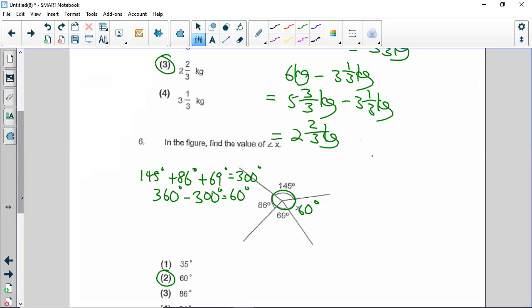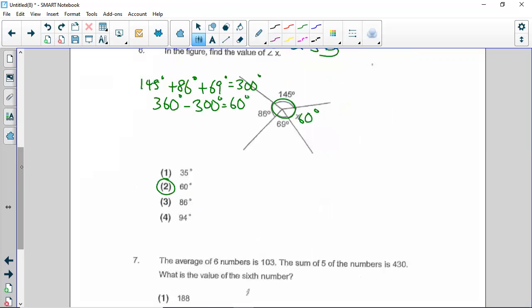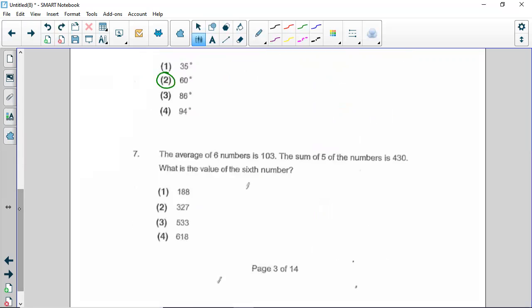So what is the property you are being tested in this question? Angles at a point is 360 degrees. All right. Okay, question number 7. Now, the average of 6 numbers is 103. The sum of 5 of the numbers is 430. What is the value of the 6th number?